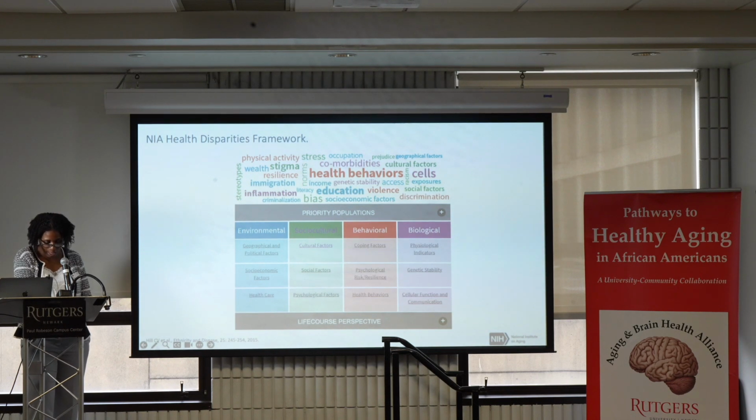And so we could consider that the framework here considers multiple domains, multiple levels of influence across a life course, and it really describes how all of these domains and influences work in concert to cause disparities and affect the health of minority populations.